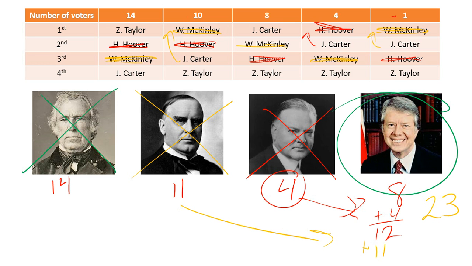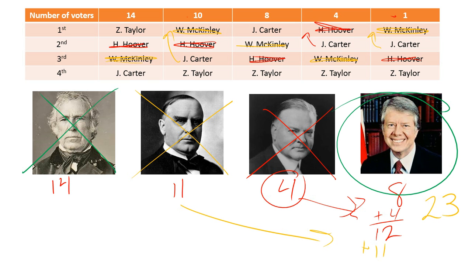This is also called the instant runoff, because after the first one, we have a runoff, and then we do it again, and again, and again. You could think of this as if there were 5 people running for mayor of a city. You could do this, and you could find out who's going to win. Alright?